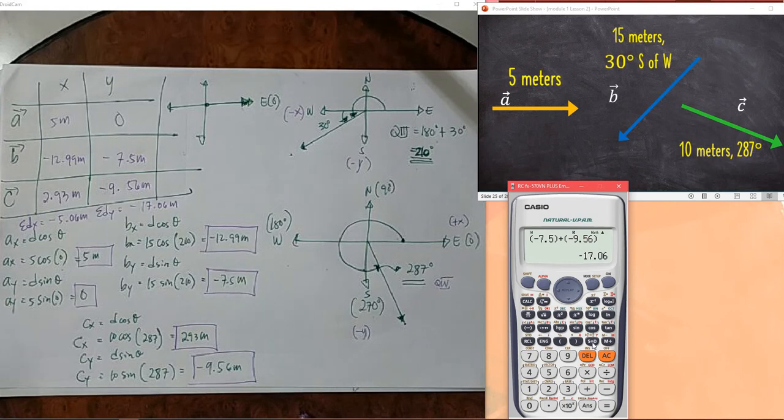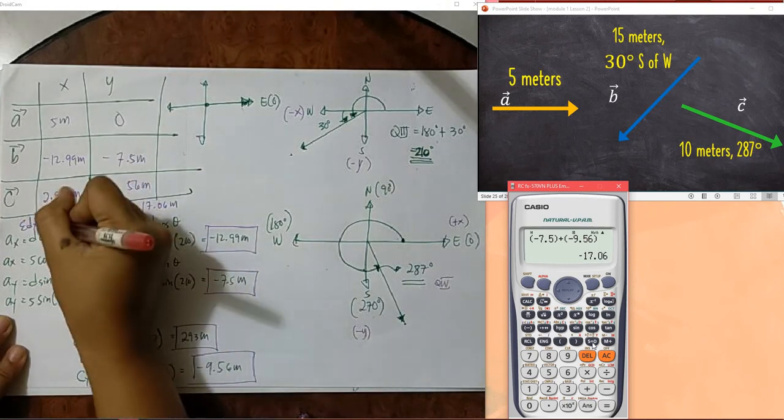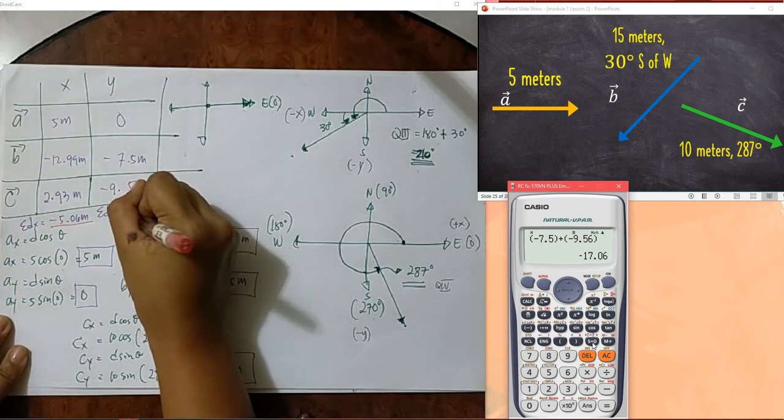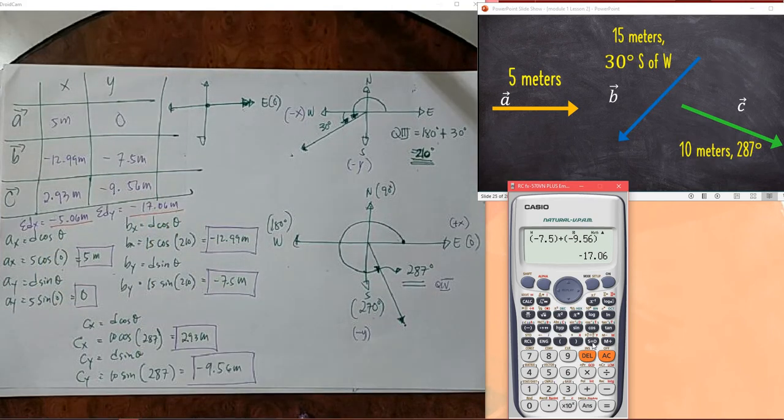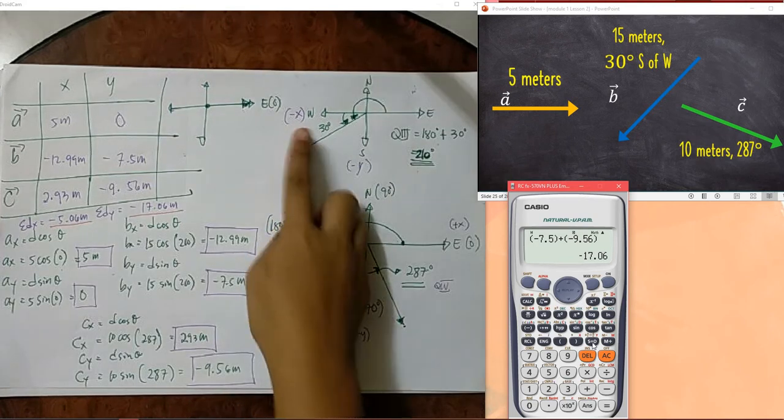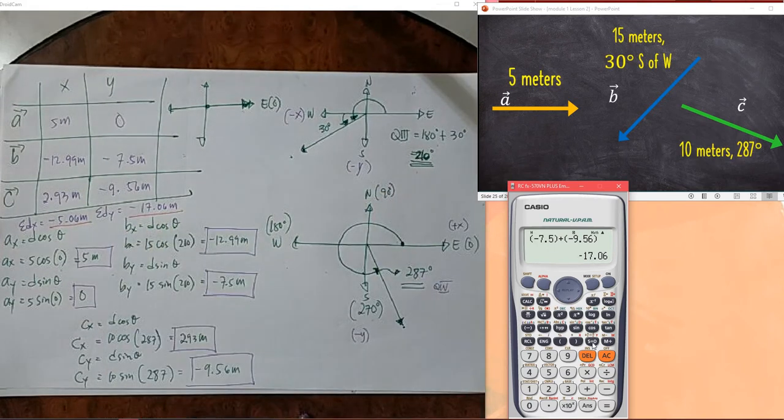Now if we look at our summation of x, it is negative, and the summation of y is negative. So since our x and y there are negative, we can simply say that our resultant vector should be located on the third quadrant. Again, it should be located on the third quadrant because x is negative and y is negative.